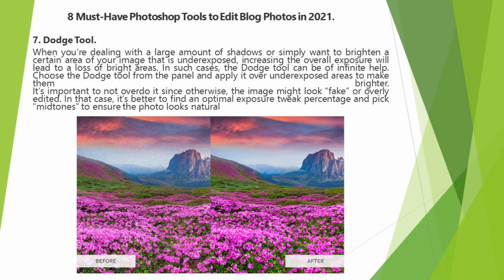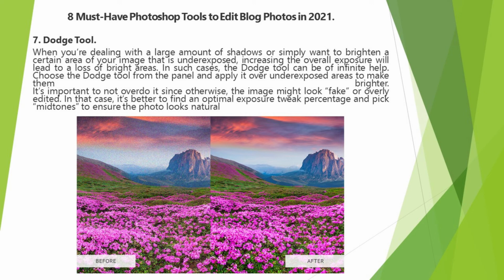7. Dodge tool. When you're dealing with a large amount of shadows or simply want to brighten a certain area of your image that is underexposed, increasing the overall exposure will lead to a loss of bright areas. In such cases, the Dodge tool can be of infinite help. Choose the Dodge tool from the panel and apply it over underexposed areas to make them brighter.